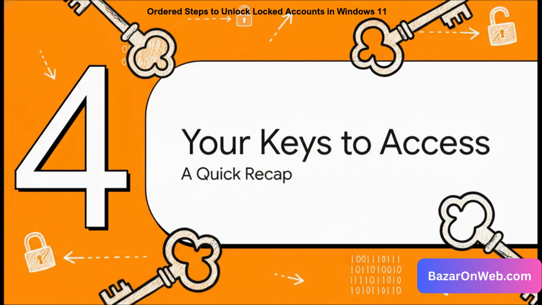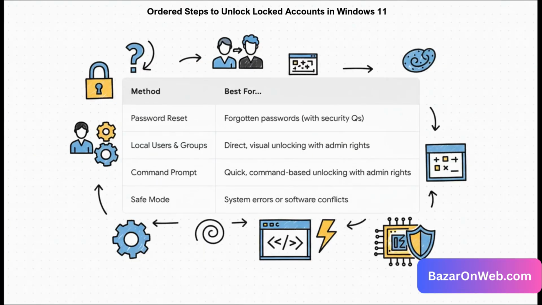So let's pull it all together for a quick recap. Just think of these as your four essential keys to get out of any lockout situation. This little table lays it all out perfectly. If you just forgot your password and you have security questions set up, use the password reset. Easy. If you have admin access, you can choose between the visual Local Users and Groups tool or the super fast command prompt command. And if you think a deeper system error is the real culprit, Safe Mode is your go-to diagnostic toolkit. See? Each key is designed for a very specific type of lock.